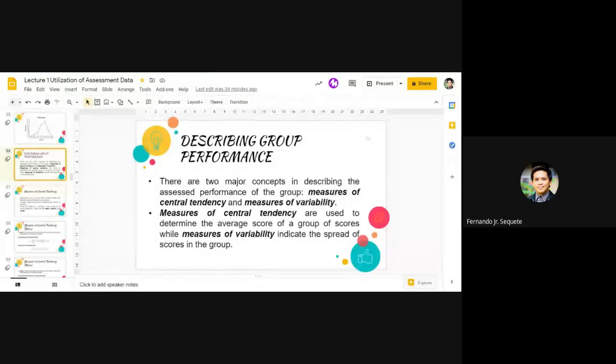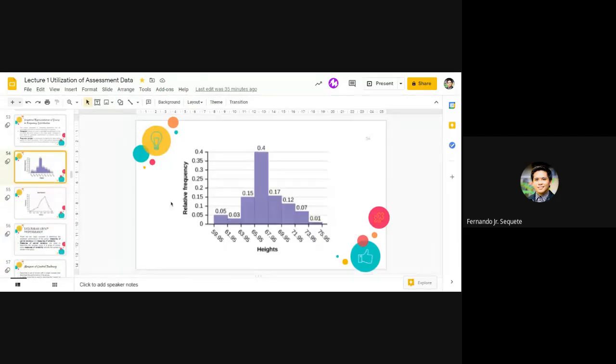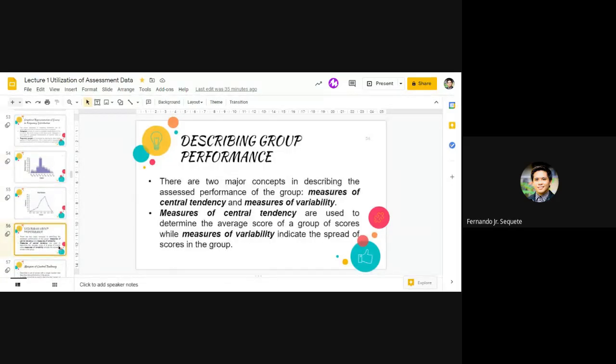Okay, so we are done discussing the two main ways to interpret or transform your data into graphical representation. That is by the use of the frequency polygon, and the other one is what we call the histogram. Right after that, we discussed how to describe a group performance. I did mention the measures of central tendency and measures of variability.